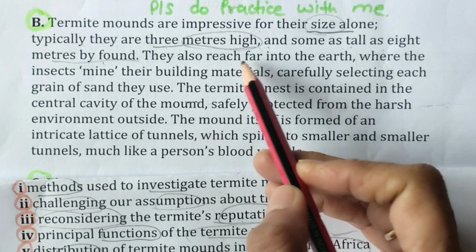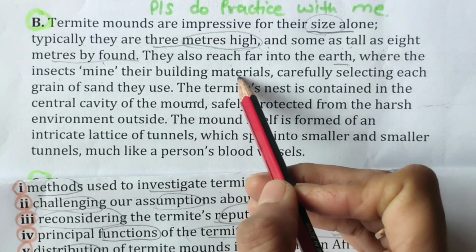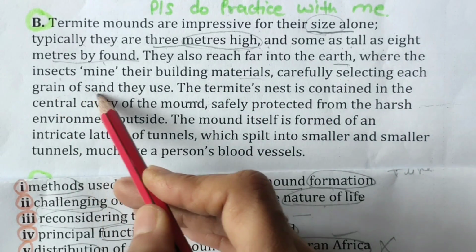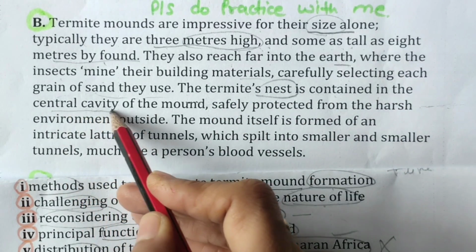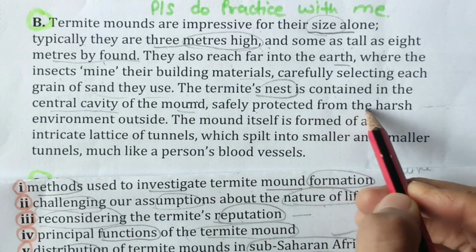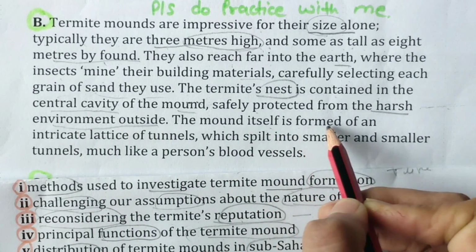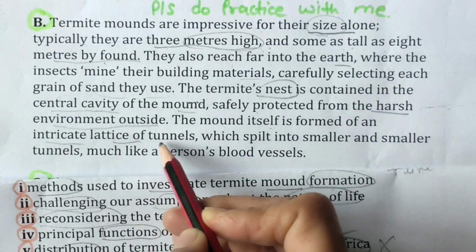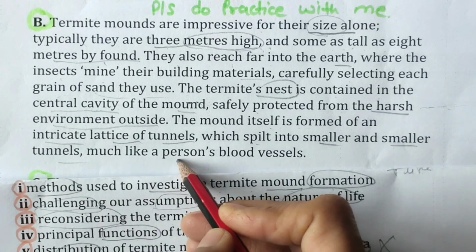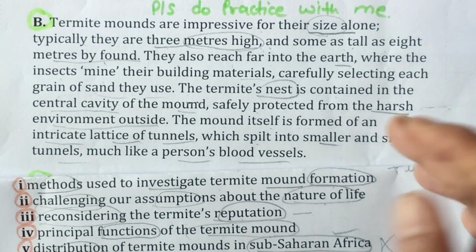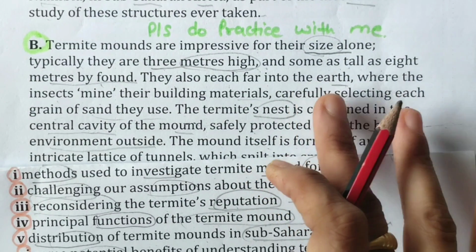They also reach far into the earth, where the insects mine their building materials, carefully selecting each grain of sand they use. The termite nest is contained in the central cavity of the mound, safely protected from the harsh environment outside. The mound itself is formed of an intricate lattice of tunnels which split into smaller and smaller tunnels like a person's blood vessels. Okay, so if you ask me, they are talking about dimensions of the mounds.